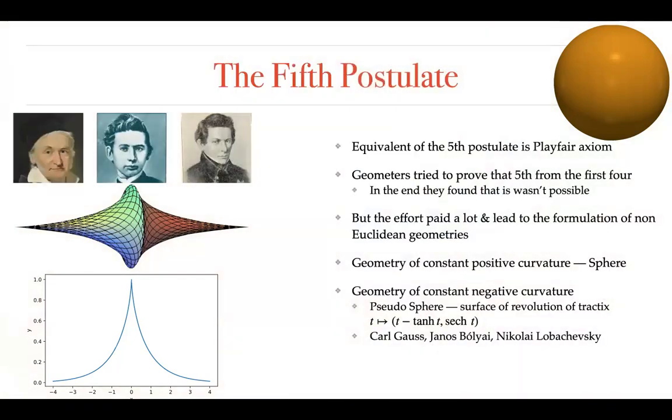These were the three persons I was talking about: Carl Friedrich Gauss, Janos Bolyai, and Nikolai Lobachevsky. A German, an Austrian, and a Russian. These persons independently discovered this example of constant negative curvature. We also call it a pseudosphere, because a sphere has positive curvature and a pseudosphere has negative curvature.